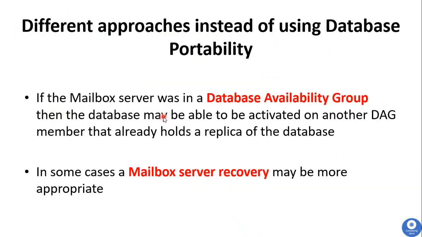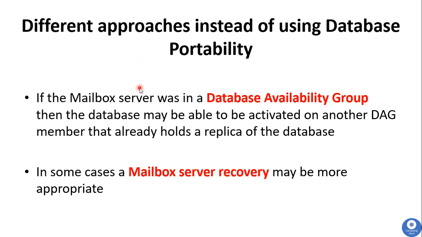Now these are the different approaches instead of using database portability. Let's say you have a DAG, or database availability group, in your Exchange environment. Then you can get the active copy from the active server which is running, and you can mount or replicate that mailbox database on the other Action Server as well, so that your users will not face any issue related to email access, sending or receiving emails, or login issues with Outlook.